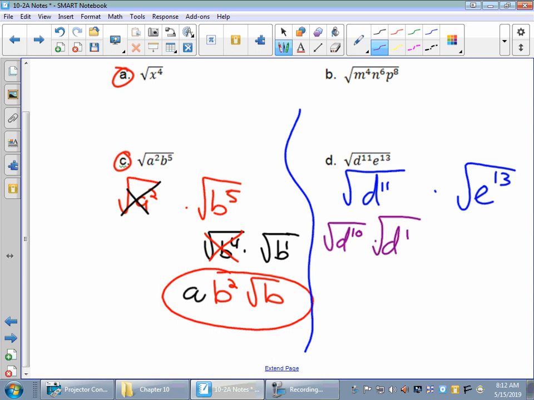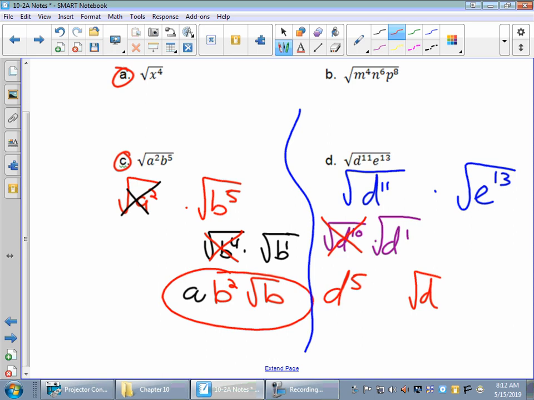And by doing that, we're able to say, okay, now we at least have one perfect square with just d to the 10th. So when we do that, we're going to go ahead and get rid of that radical and make it d to the 5th because it's a perfect square. And then d to the first, there's not much we can do. So I'm going to write that over here. It's just going to be the square root of d, keeping it over there.